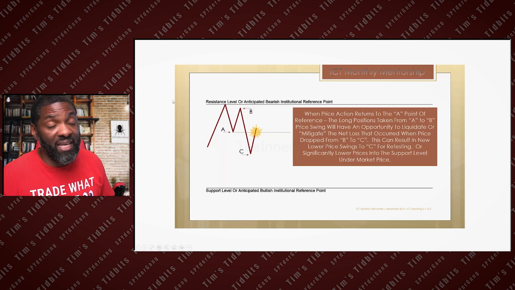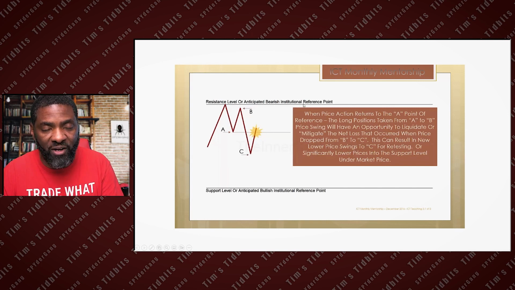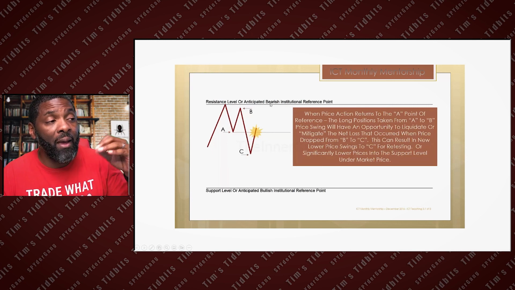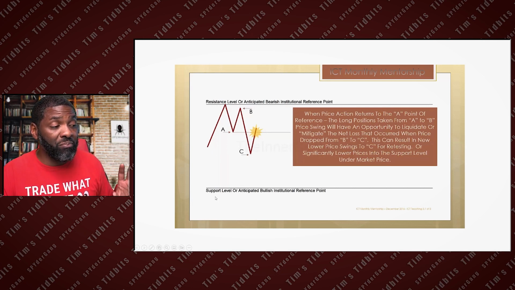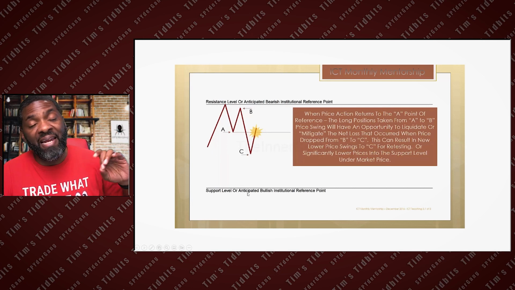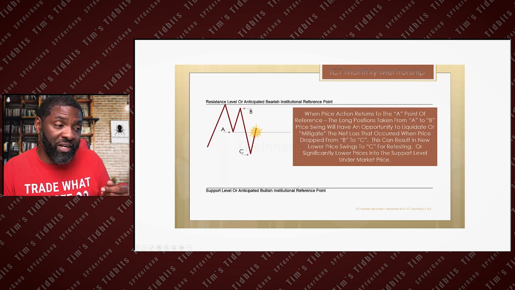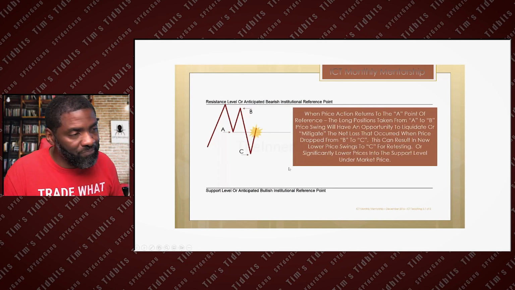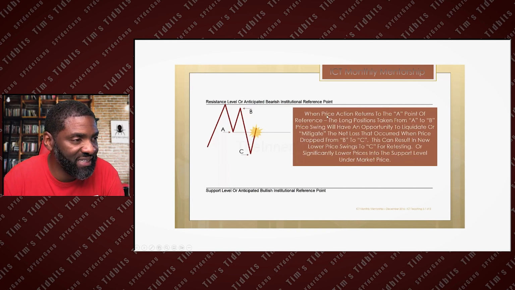The mitigation block, again, it's a reference point. As you see, a resistance level or anticipated bearish institutional reference point, right? It can also, on the flip side, be a support level or an anticipated bullish institutional reference point. There's your drinking word. Remember I said you have imbalances and you have reference points. The mitigation block is the first of the reference points that's up to bat, if you will, right? Let's read what ICT says, right?